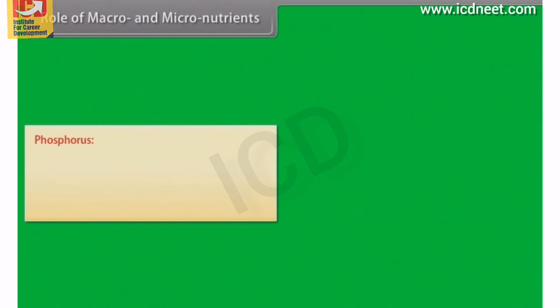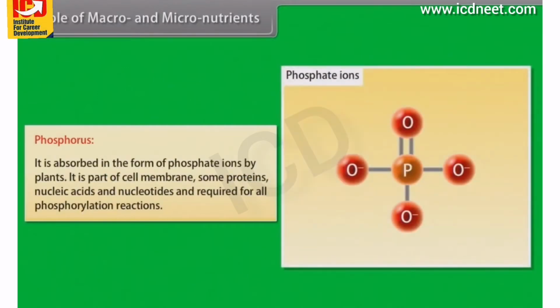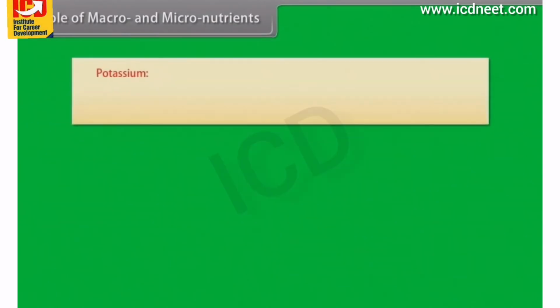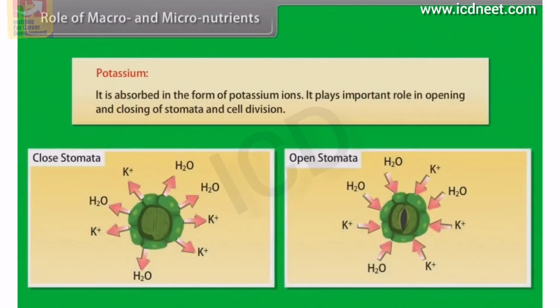Phosphorus. It is absorbed in the form of phosphate ions by plants. It is part of the cell membrane, some proteins, nucleic acids, and nucleotides, and is required for all phosphorylation reactions. Potassium. It is absorbed in the form of potassium ions. It plays an important role in opening and closing of stomata and cell division.